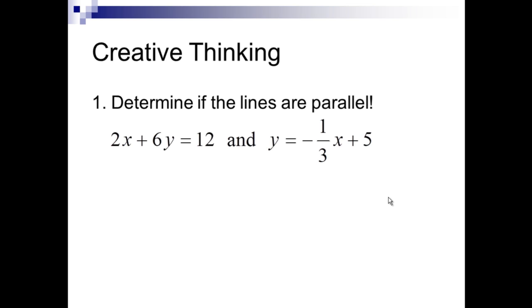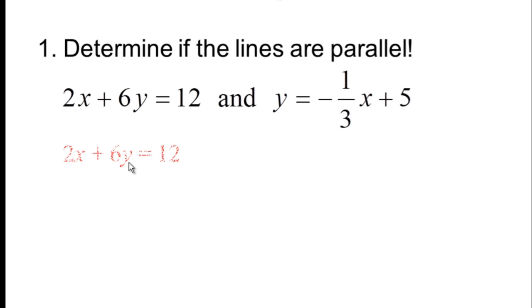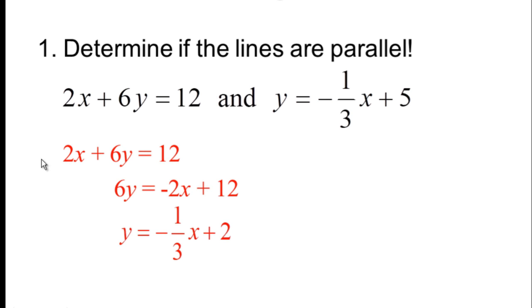Let's do the exercise. Number 1. Determine if the lines are parallel. From the first equation, let's change the form to become y equals -1/3 x plus 2. From the equation we know that the gradient is -1/3. Let's check the second equation. We know that the gradient is -1/3. Because gradient 1 and gradient 2 are the same, both of the lines are parallel.